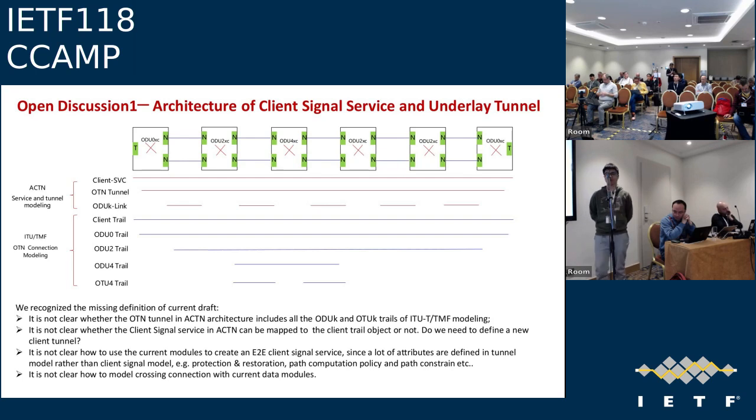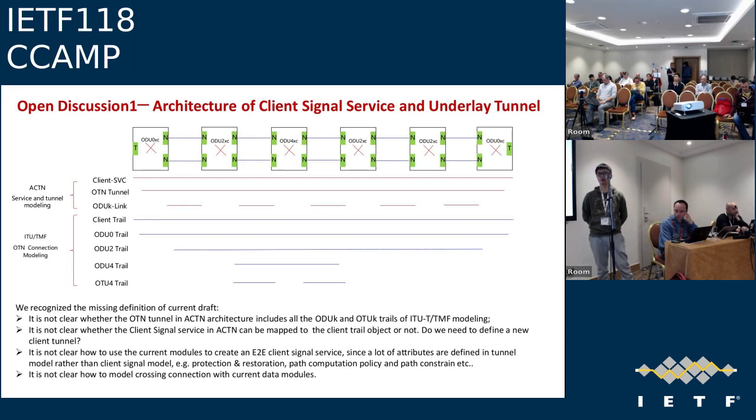So here we recognize several missing definitions, or maybe things we need to enhance in our current draft. First, it is not clear whether the OTN tunnel in the ASIC architecture can provide all the layers of ODUk and OTUk trail of ITU and TMM modeling. The second missing definition is that we're not clear whether the client signal service in the ACM model can be mapped to the traditional client trail object or not, and whether we need to define a new client tunnel object.